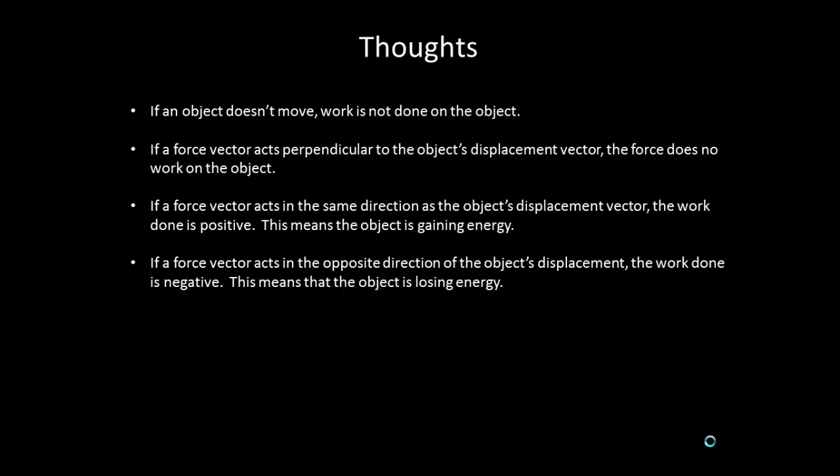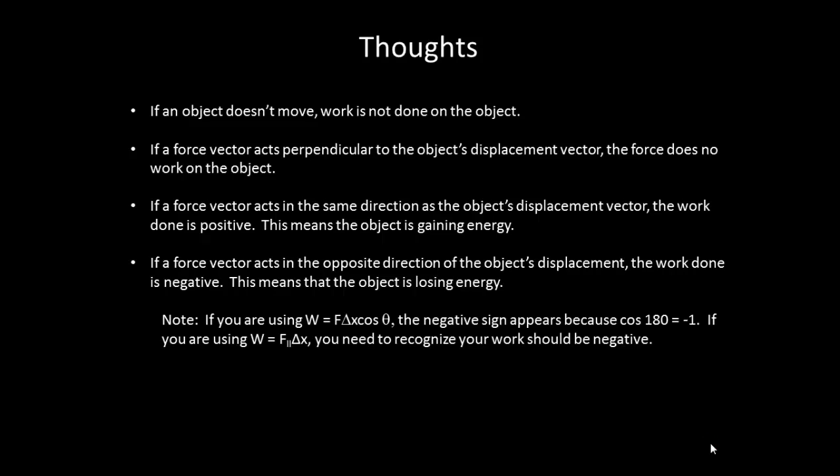If a force vector acts in the opposite direction of the object's displacement, the work done is negative. This means that the object is losing energy. Note, if you are using work equals F delta x cosine theta, the negative sign appears because cosine of 180 degrees is -1. If you are using work equals force parallel times displacement, you need to recognize your work should be negative if the object's displacement and the force are in opposite directions.